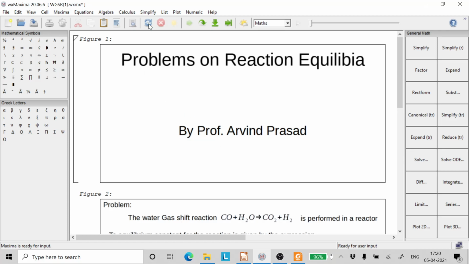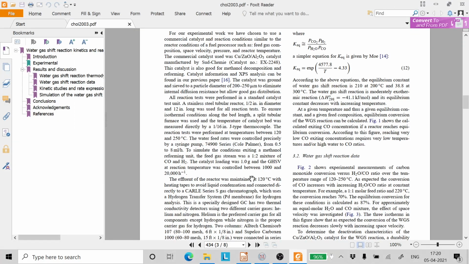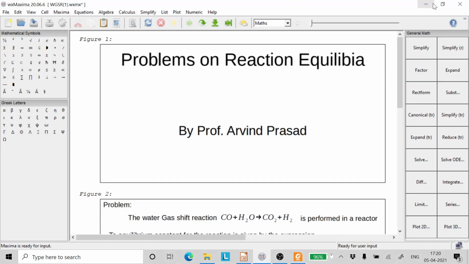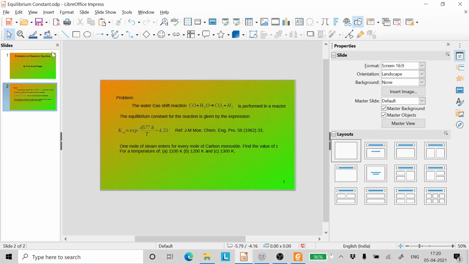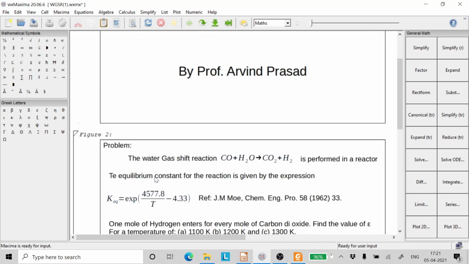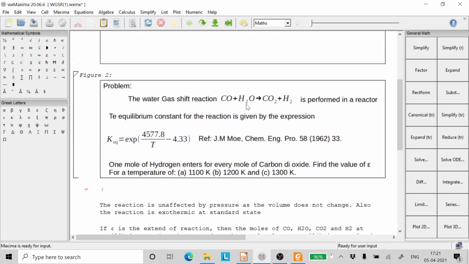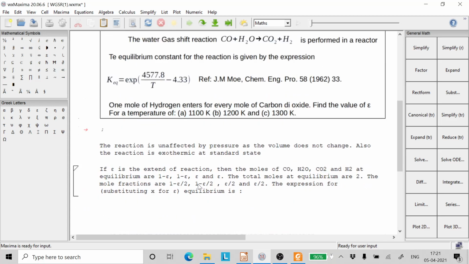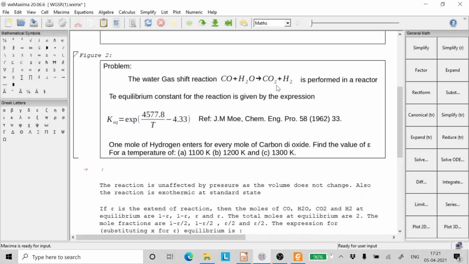Let's go ahead. Now, I have copied these two slides on Maxima, and there they are. Problems on reaction equilibria by Professor Arvind Prasad. Well, the problem is this. Now, the reaction is unaffected by pressure. This is understood because there is no change in moles in the reaction. There are 2 moles of reactants and there are 2 moles of products.